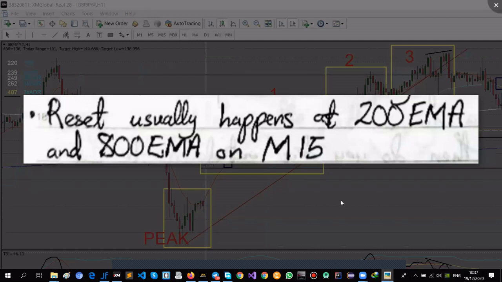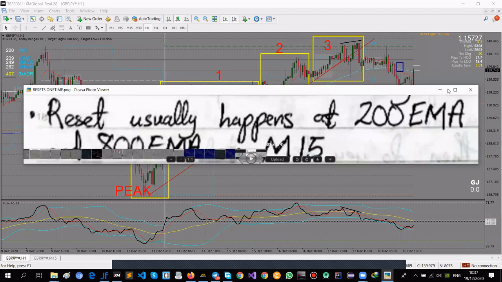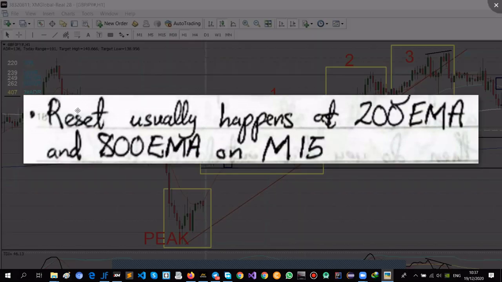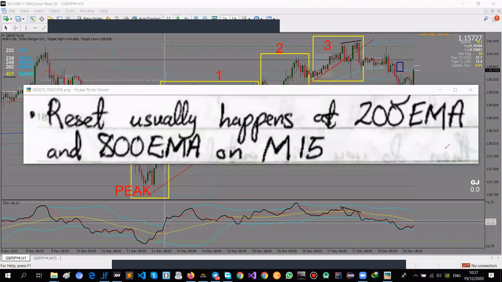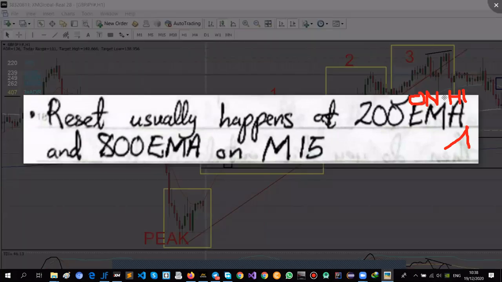Reset usually happens at 800. Oh, on H1 it was supposed to, okay, let me tell you. Resets usually happen at the 200 EMA on H1 time frame and 800 EMA on M15. Now you can take the screenshot. Now it's fixed. There was a mistake in taking the screenshot on my side. Sorry about that, but I fixed it.